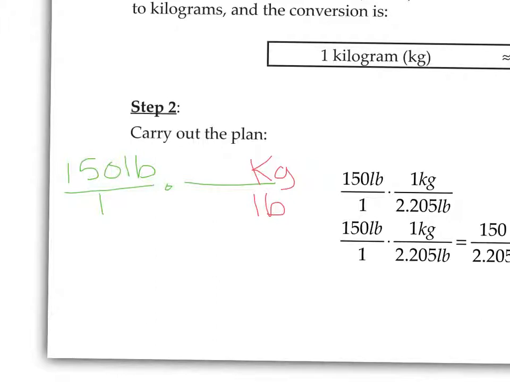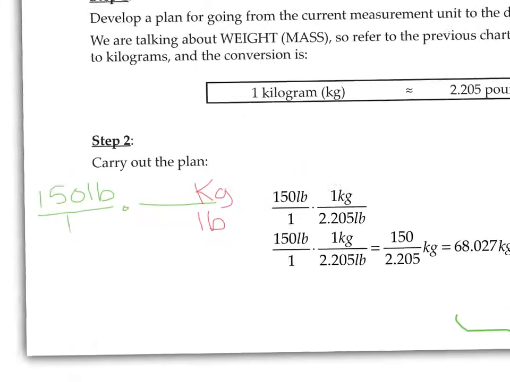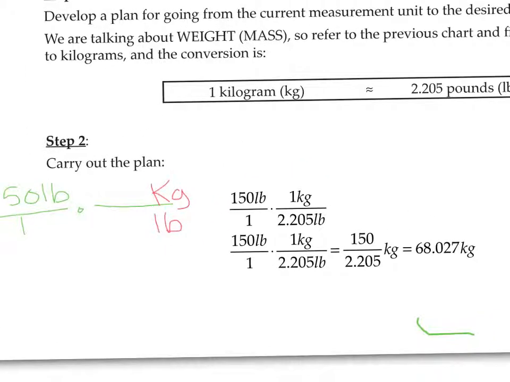The information or the unit multiplier is here. 1 kilogram equals 2.205 pounds. So we need to put that in here. 1 kilogram is 2.205 pounds.